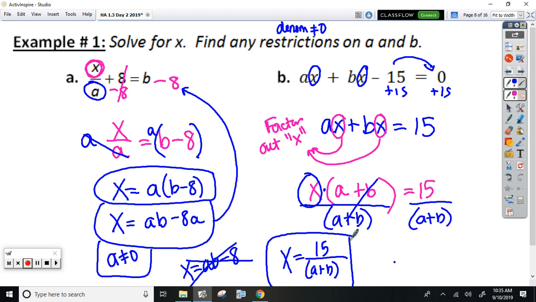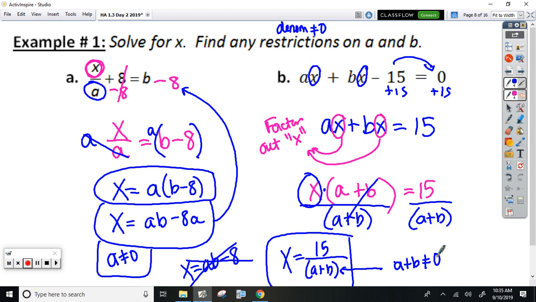Now our restriction is going to be a little bit different for this one. So some students will just say a can't be 0 and b can't be 0. But there's actually more restrictions than that, Morgan. A plus b cannot equal 0. Perfect. You're going to take the whole denominator, a plus b, and say it cannot equal 0.